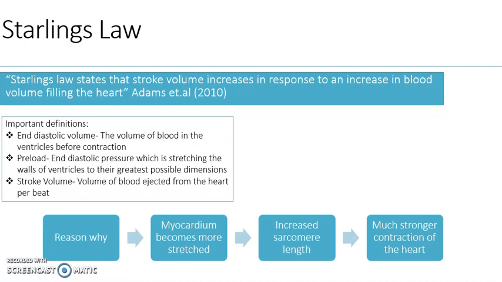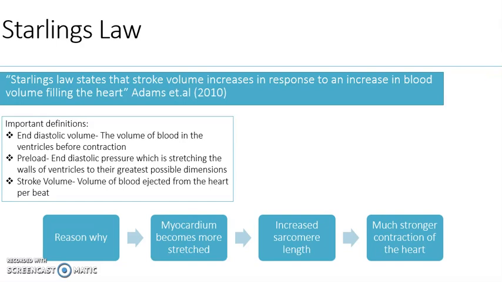A few key terms in relation to Starling's law are end diastolic volume, preload, and stroke volume. I've already described stroke volume as being the amount of blood being ejected from the heart per beat, but preload is when there is a maximum amount of pressure being put on the walls of the ventricles, causing them to stretch as far as they can possibly go. And end diastolic volume is the volume of blood lying in the ventricles before the contraction of the heart takes place. So having a greater end diastolic volume is what Starling's law says would increase the contractile strength of the ventricles and will consequently increase stroke volume.